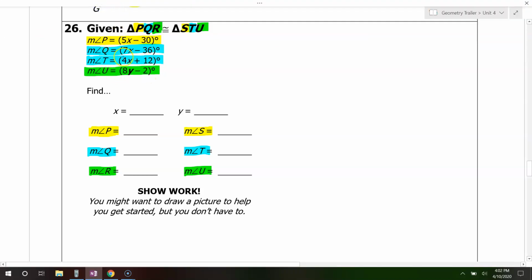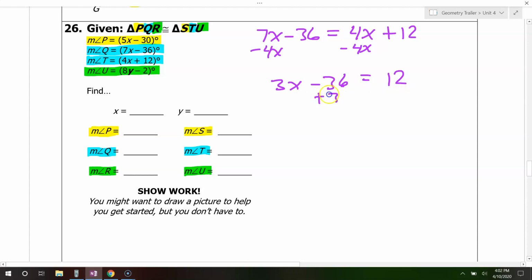Well, looking at our four expressions, the only two that are congruent are the two blue ones, the Q and the T. So these should be equal to each other. So I can say 7x minus 36 should equal 4x plus 12. So to solve this, we will subtract 4x from both sides. That's going to leave us with 3x minus 36 is equal to 12. And then we will add 36 to both sides. So 3x is equal to 48. And then we will divide both sides by 3.